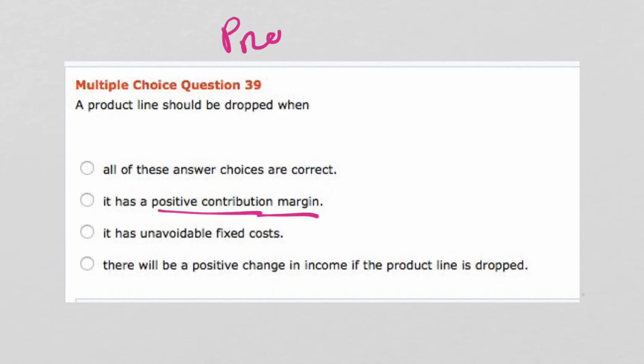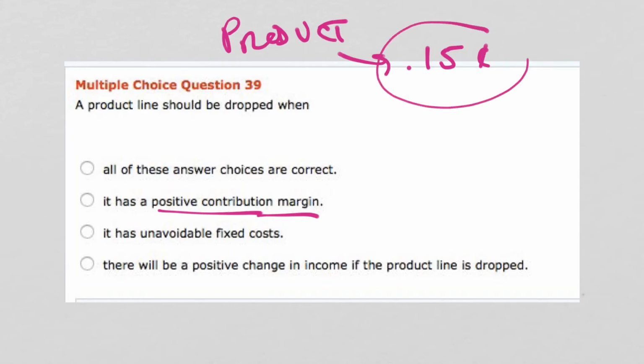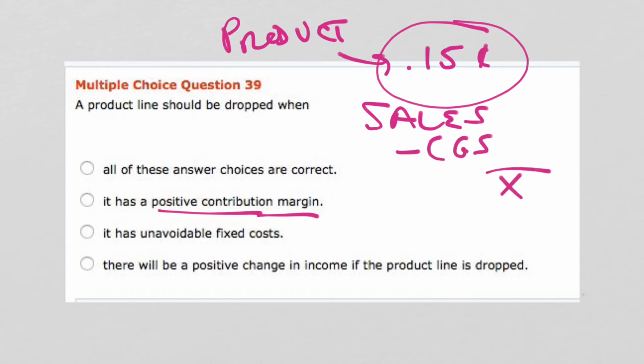Again, the product line is selling and it's yielding, let's say, 15 cents profit before deducting fixed overhead. Well, fixed overhead is the unavoidable costs, so we can't change that. Maybe there's some other issue where we might say we shouldn't continue this product line, but it's not automatic if it's contributing a positive contribution margin. And remember, contribution margin is sales minus the cost of goods sold. That's what the contribution margin means. Gross profit is the other terminology for it.